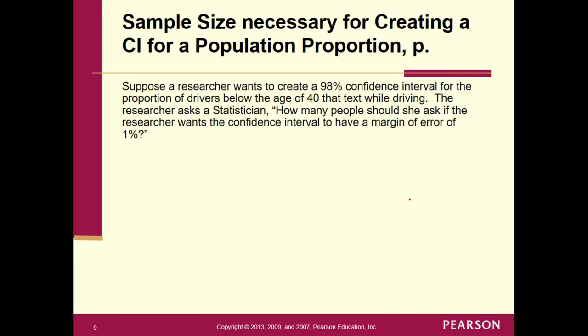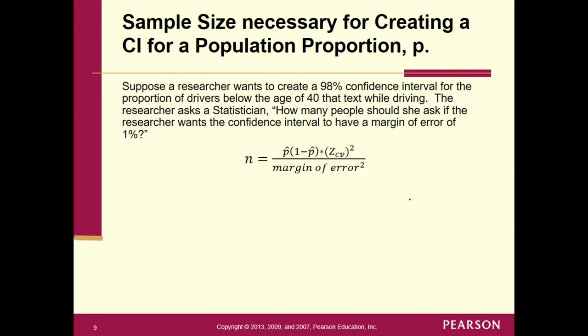So here's the question. Suppose a researcher wants to create a 98% confidence interval for the proportion of drivers below the age of 40 that text while driving. The researcher asks the statistician, how many people should she ask if the researcher wants the confidence interval to have a margin of error of 1%?